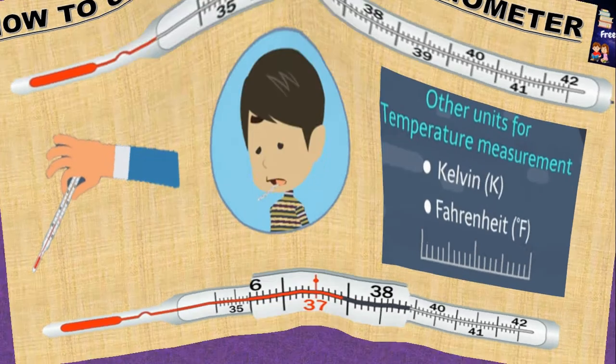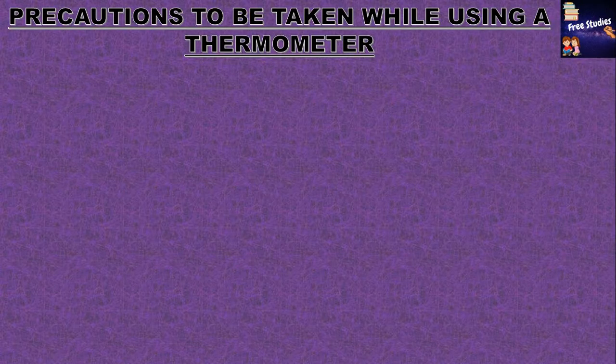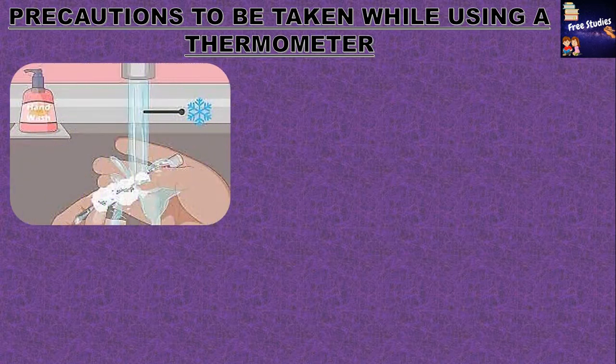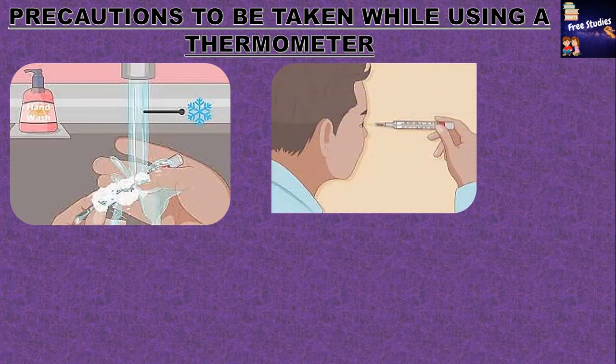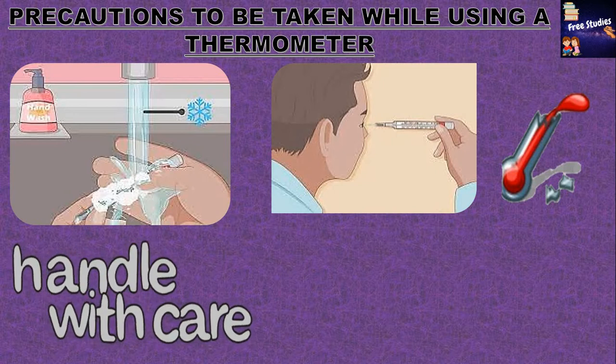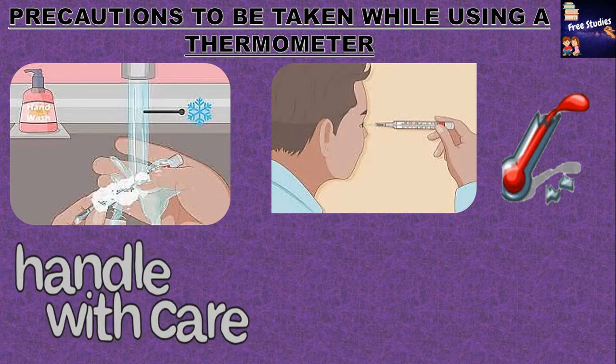Now, we will learn about the precautions to be taken while using a thermometer. The thermometer should be washed before and after use. Read the thermometer by holding it horizontally so as to keep the level of mercury along the line of sight. Handle the thermometer with care. If it hits against some hard object, it can break.